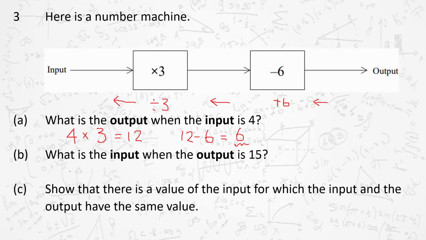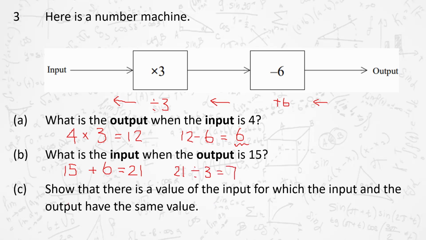Okay, so start with 15. That was our output. Instead of minus 6, we do plus 6. 15 plus 6 equals 21. Then instead of times by 3, we need to divide it by 3. So 21 divided by 3 equals 7.